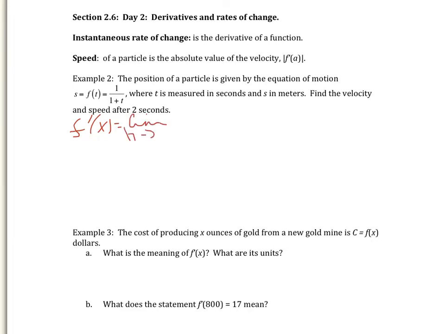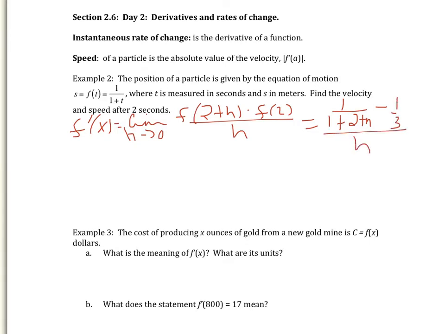as h goes to 0 of f of, in this case, we're not going to say x plus h. We know what x is. It's 2. So 2 plus h minus f of 2 all over h. All right, so taking a look at this, if we go ahead and plug it into our equation, we have 1 over 1 plus 2 plus h when we plug in f of 2 plus h, minus, and I already calculated what f of 2 is. It happens to be 1/3. That's all over h.